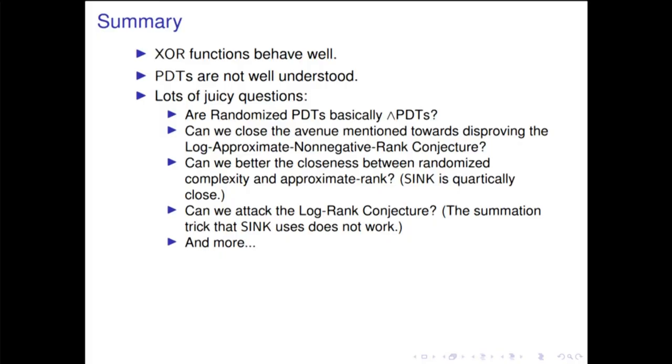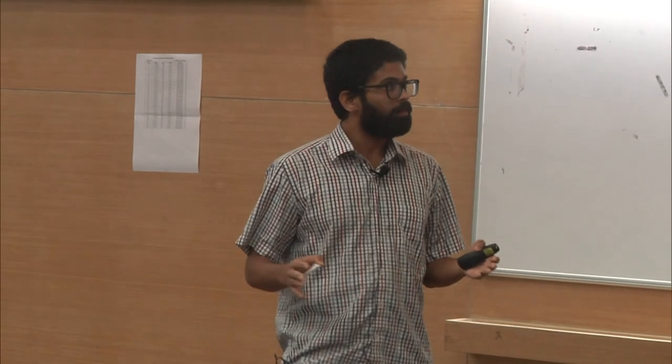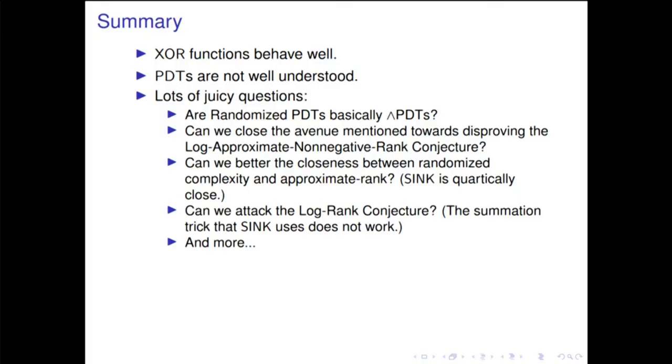Another open problem is, can we close the avenue that I just mentioned on the previous slide? Can we better the closeness between randomized complexity and approximate rank? So we show that log approximate rank and randomized complexity can be far apart. And in doing so, we showed that sink's randomized complexity is up to a fourth power close to its approximate rank. And we want to know whether you can actually make this closer, because the best upper bound we have is order approximate rank itself.